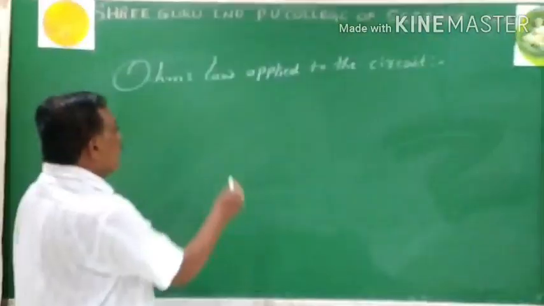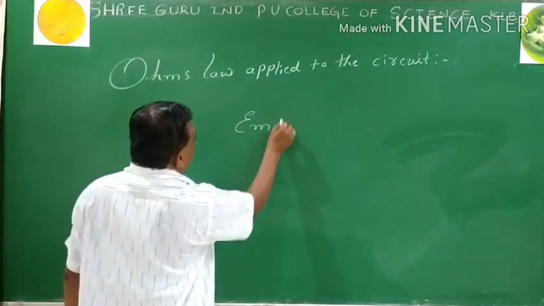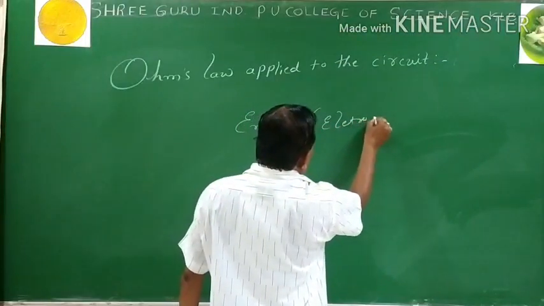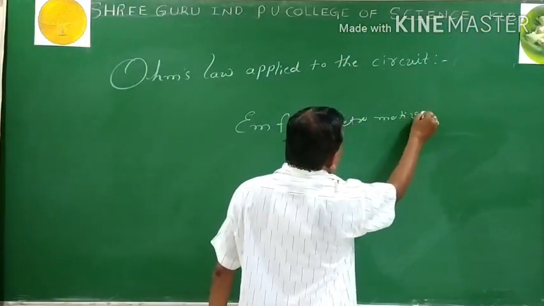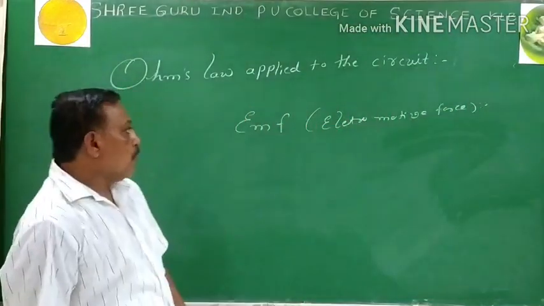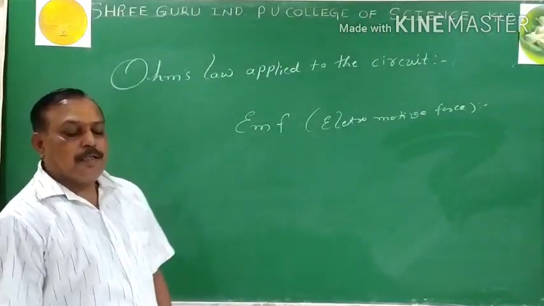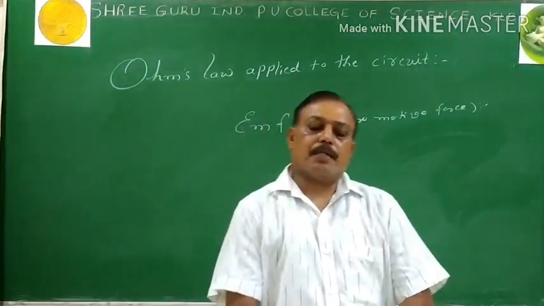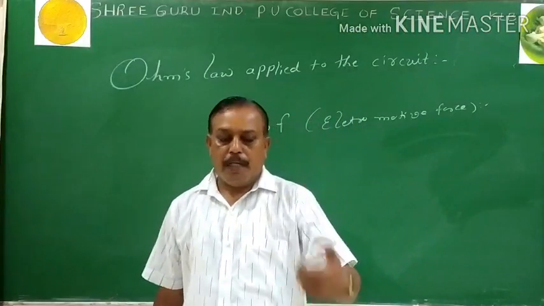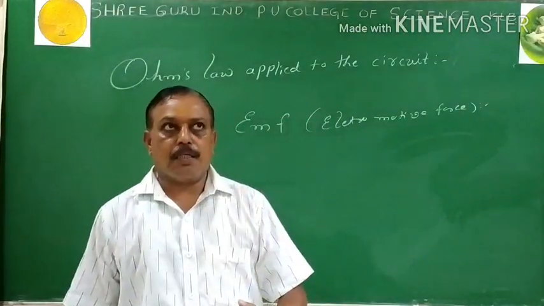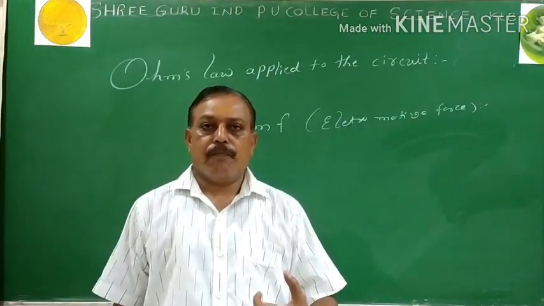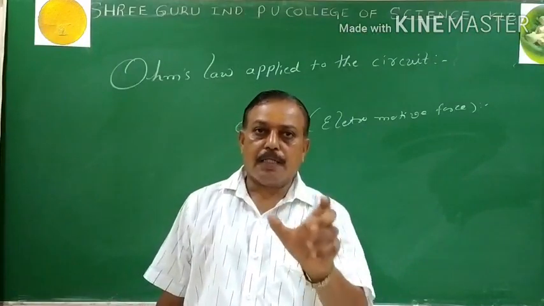And what is EMF? That is electromotive force. For the circuit we need the main component, that is the cell or battery. Without a cell or battery there will be no flow of current in the circuit. To maintain the potential difference across the ends of the conductor, to supply the charges continuously to the circuit, we need the source of current, that is EMF.